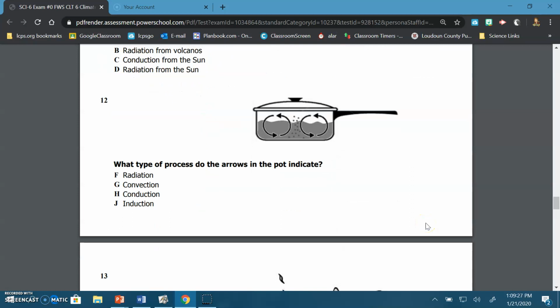Number 12. What type of process do the arrows in the pot indicate? F. Radiation. G. Convection. H. Conduction. Or J. Induction.